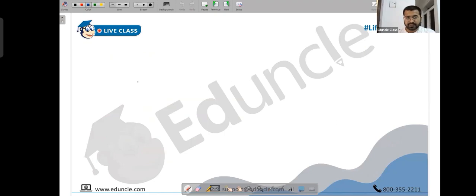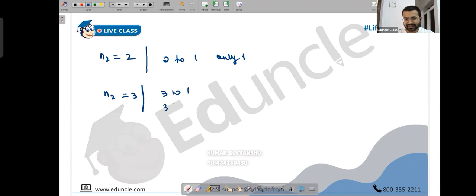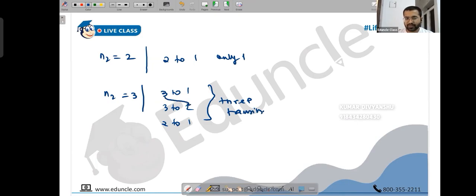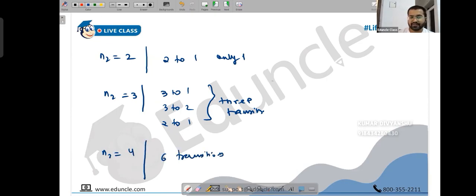Suppose n2 is 2, how many transitions are possible? Only 1. Suppose n2 is 3, how many transitions are possible? 3: 3 to 1, 3 to 2, and 2 to 1. Basically it has gone from 3 to 2 and then again from 2 to 1. And we just learned if n2 is 4, we have 6 transitions. Now there is a shortcut formula for all of them: number of possible transitions.